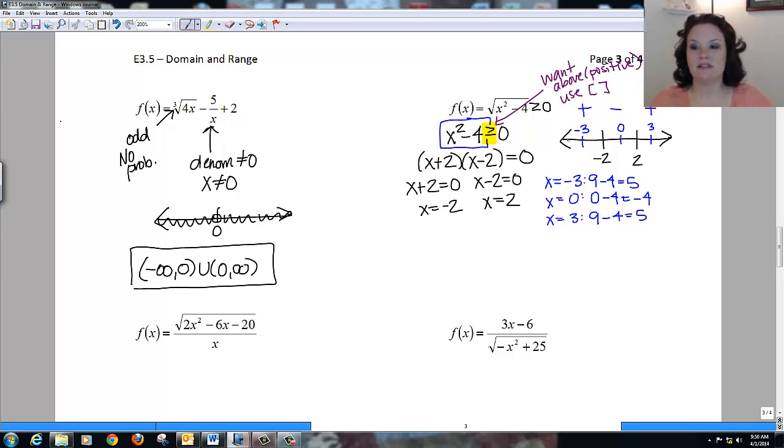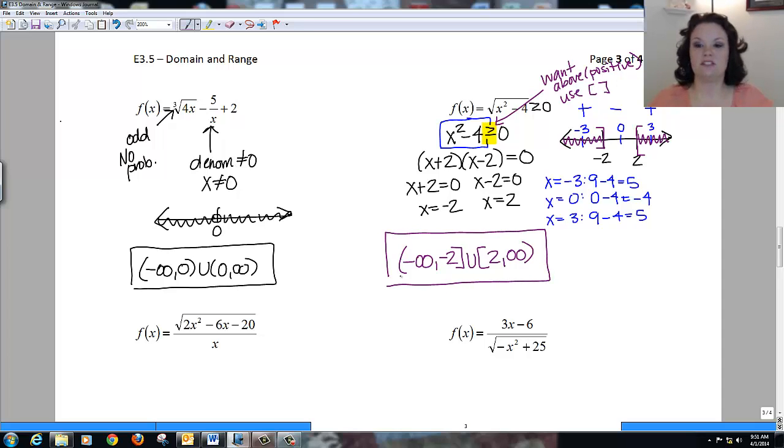Okay, so my positive intervals would be my first interval up to -2, and my third interval that goes from 2 on out to the right. Which means that my solution for this function would be from -infinity to -2, and then from 2 to infinity. So the only thing that's changed is we're still taking an even root and saying we need it to be greater than or equal to 0, but instead of being able to just isolate x like we did on the other ones, we have to find the zeros, test the intervals to see which intervals are actually greater than or equal to 0.